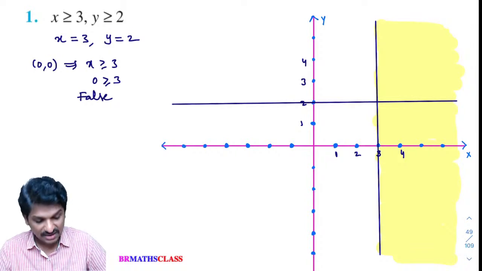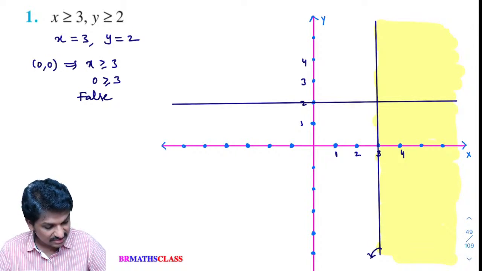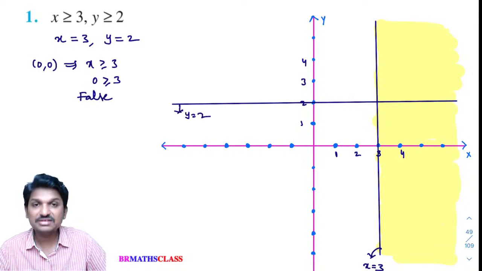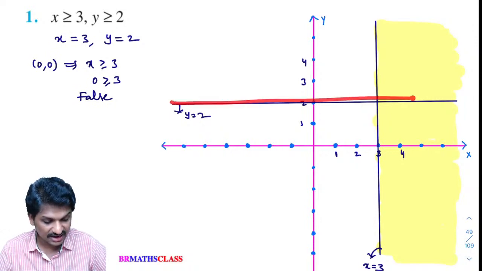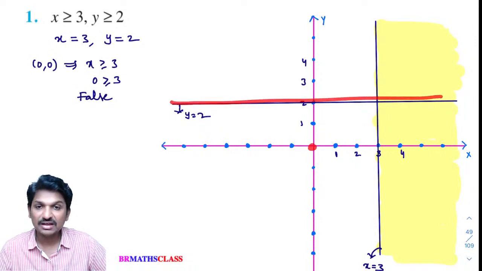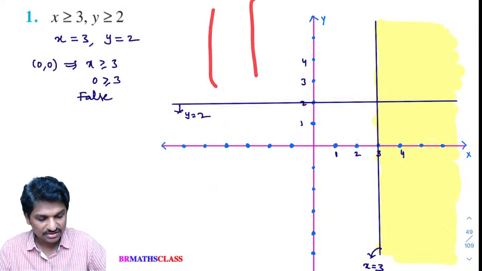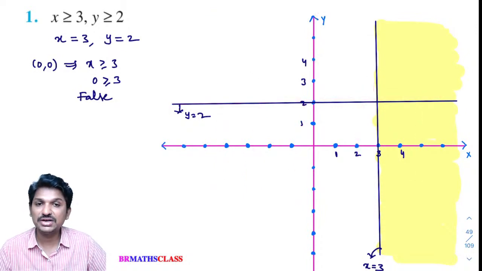Okay, this is the line. Here I'll name it. This is the line x equal to 3. This is the line y equal to 2. Now for this line, which side to shade? Here origin is there. This is the origin side of this line. This is the non-origin side of this line. Which side to shade? Very simple.